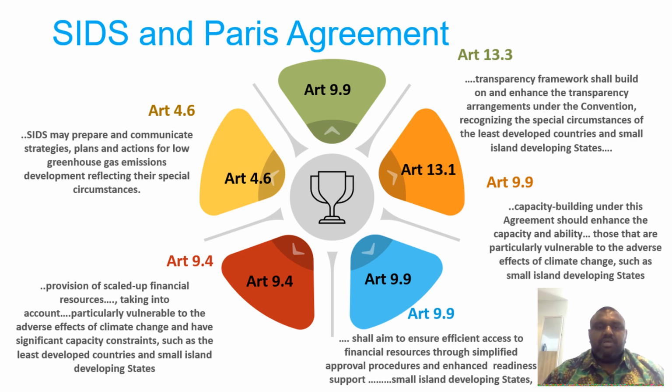Article 13.3. The transparency framework shall build on and enhance the transparency arrangements under the Convention, recognizing the special circumstances of the least developed countries and small island developing states, and be implemented in a facilitative, non-intrusive, non-punitive manner, respectful of national sovereignty, and avoid placing undue burdens on Parties.